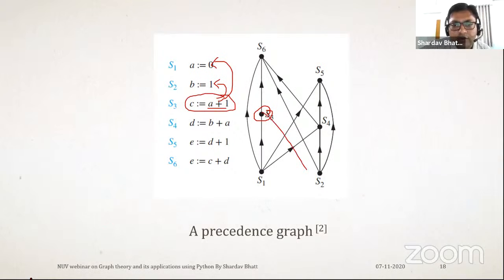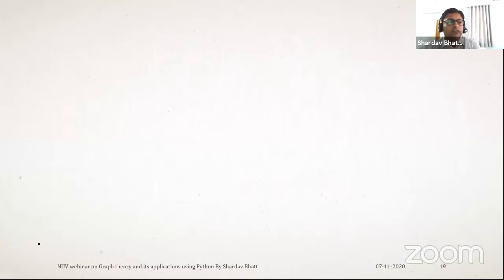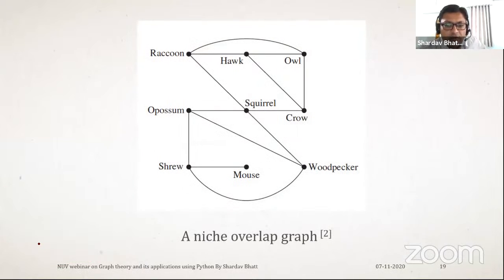So S3 is not connected with S2. Such types of graphs are also there for the programming languages. This is a niche overlap graph, which represents the type of food shared by different animals. You can see a crow and owl share. There is an edge between owl and crow because they share the same type of food, but crow and woodpecker don't share the same type of food, so there is no edge between them.